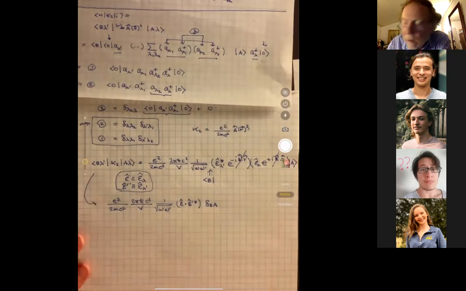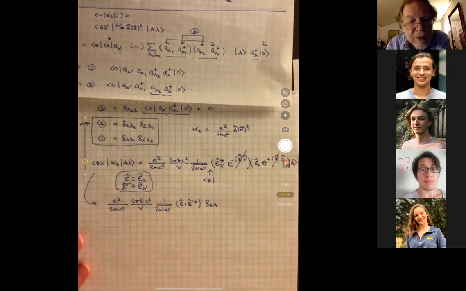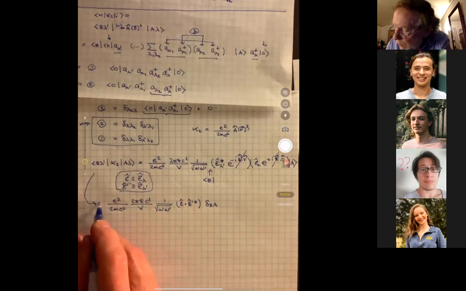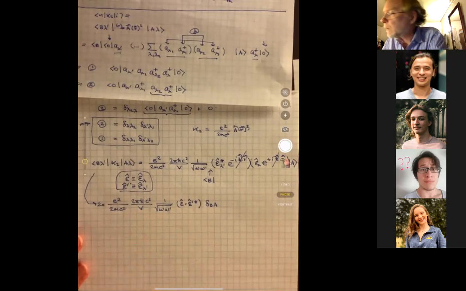All right. Now, if you go through the same analysis for term 1, you find it gives you the same answer. So this thing gets doubled, is multiplied by 2. And this is the contribution from the K2 matrix element.